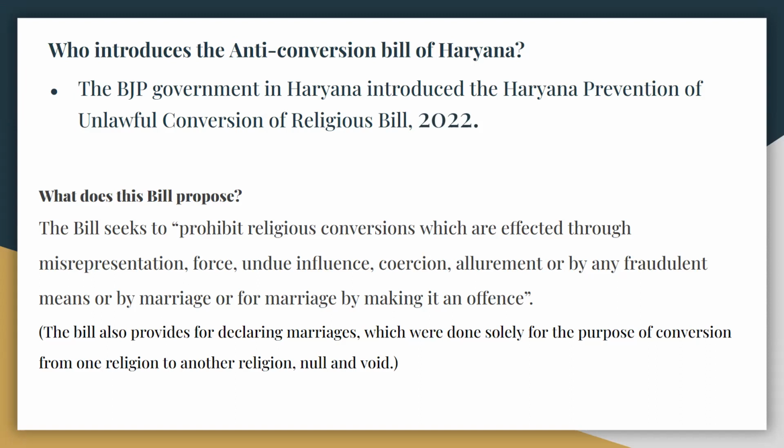And this bill also provides, let's take an example, you belong to the Christian religion, and you marry a girl of another religion, and you hide your religion, and after marrying that girl you say that I am Christian and you also want to convert her to Christianity. If that girl files a case against you, then the court can declare your marriage null and void. In simple words, the court will cancel your marriage, as your marriage is not valid.